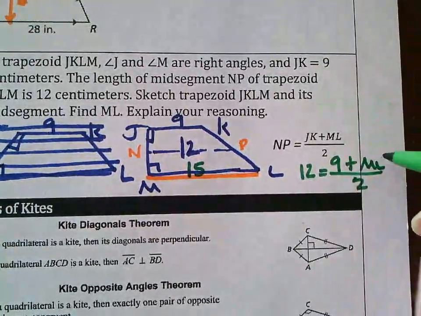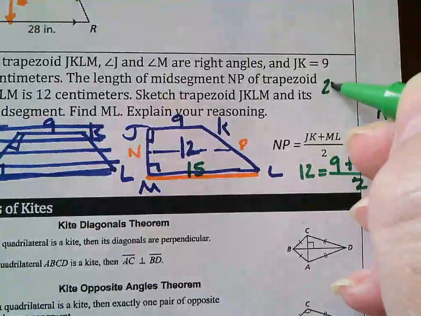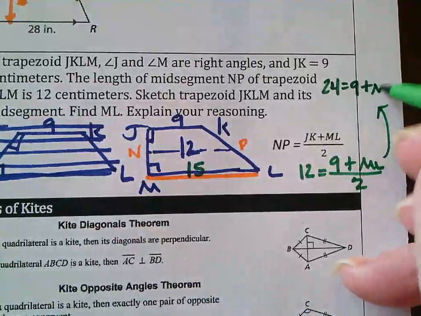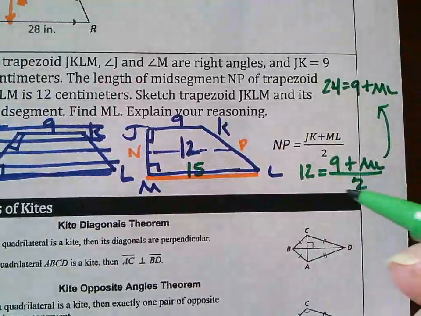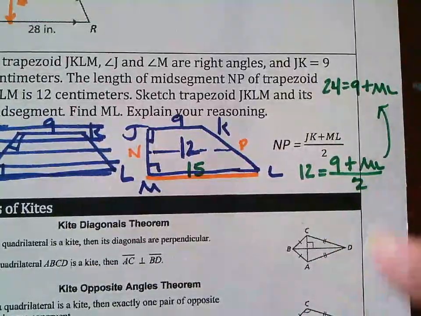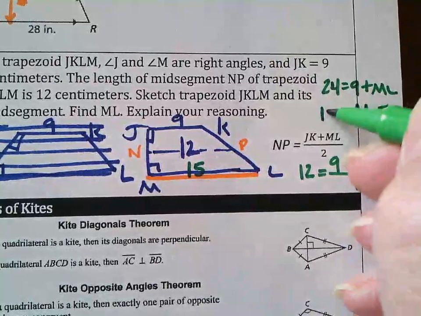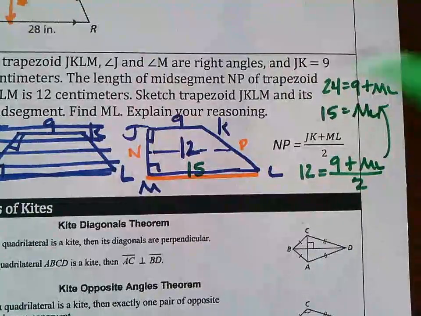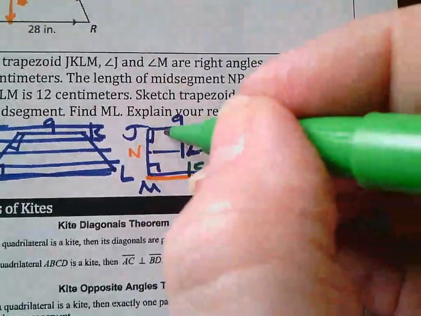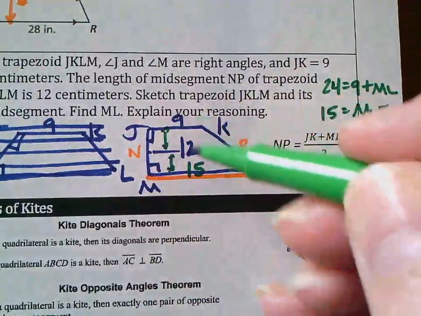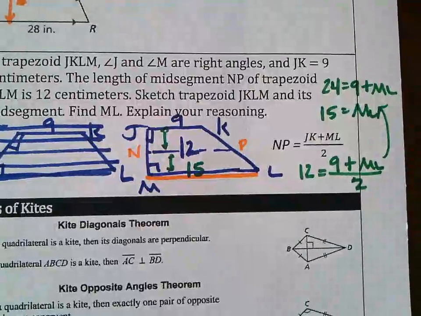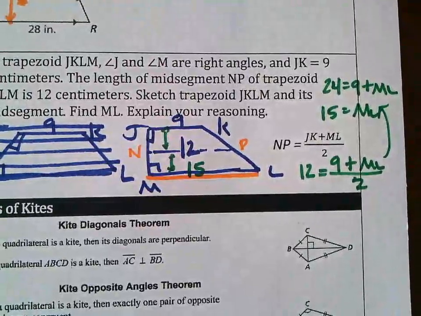So again, I'm going to pull it up here so you can see what I just said. 24 is equal to 9 plus ML. All I did was multiply by 2 on both sides to get rid of that 2 in the denominator. Subtract the 9 to get ML equals 15. And again, remember that these are equidistant apart. So if this is 3 away, then this is 3 away. Okay, that's trapezoids. Let's talk kites real quick.